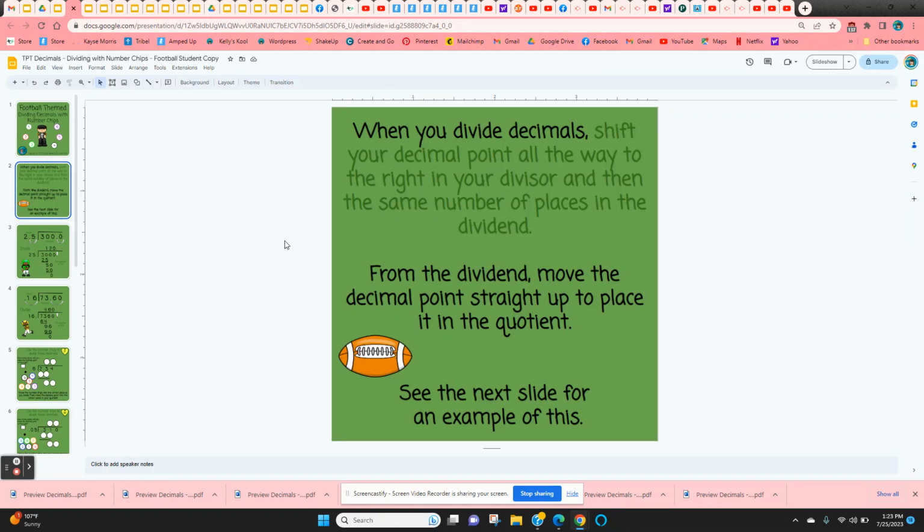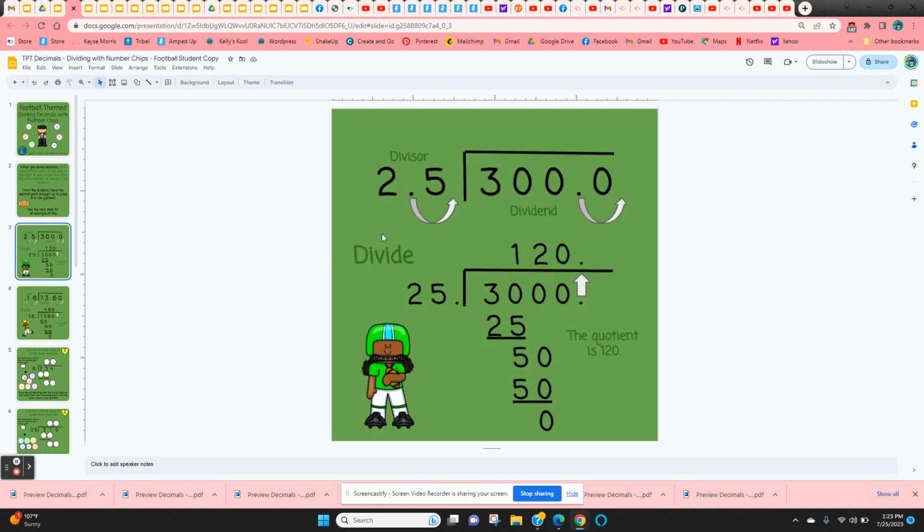So it explains on slide 2 how to move the decimal point in order to divide, and then it gives a couple of examples. So in this first example, we want to move that decimal point all the way to the right in the divisor. In this case, they're moving one place to the right. So if they move the decimal point in the divisor one place to the right, they have to move the decimal point in the dividend also one place to the right to keep the answer correct.